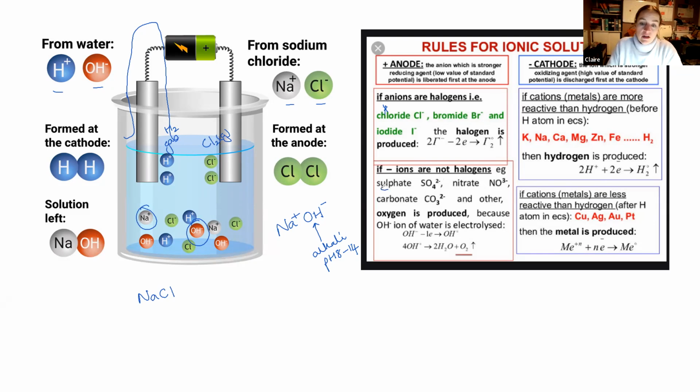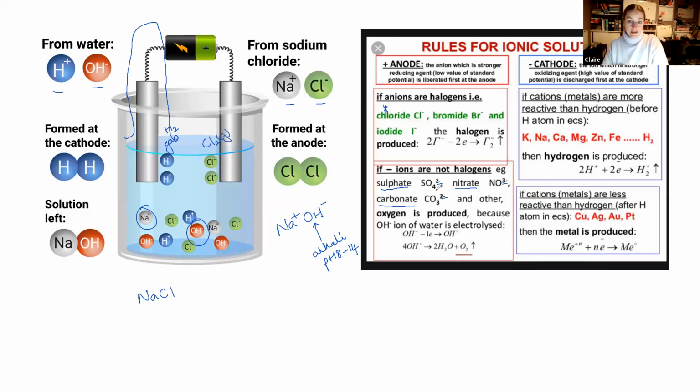So if you see the word sulfate, nitrate, or carbonate, especially for separates, definitely for separates, you have to remember the formulas and the charges for these units. But if you can just remember that they're negatives, that will really help.